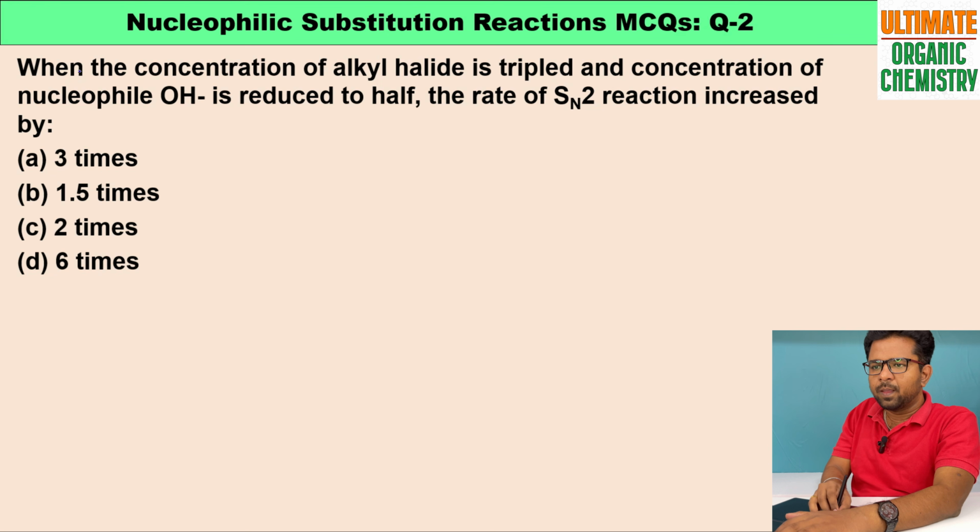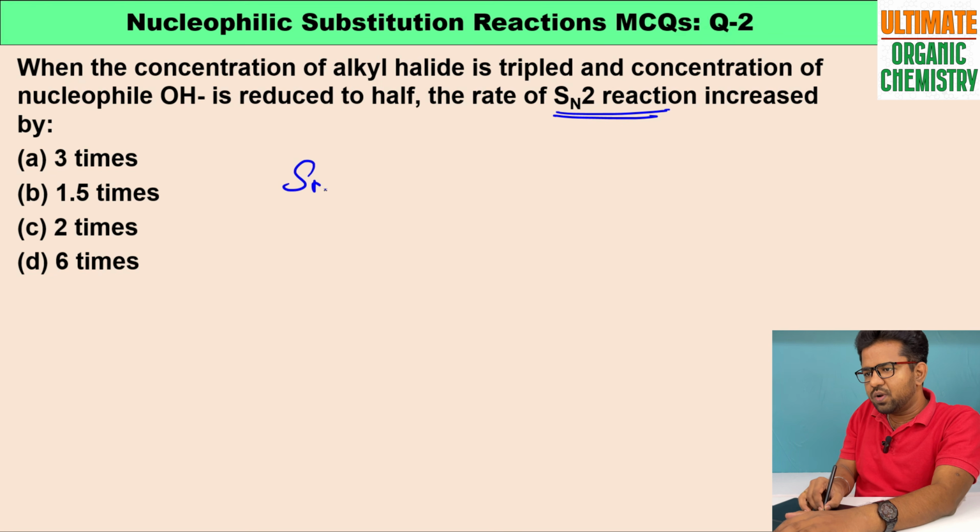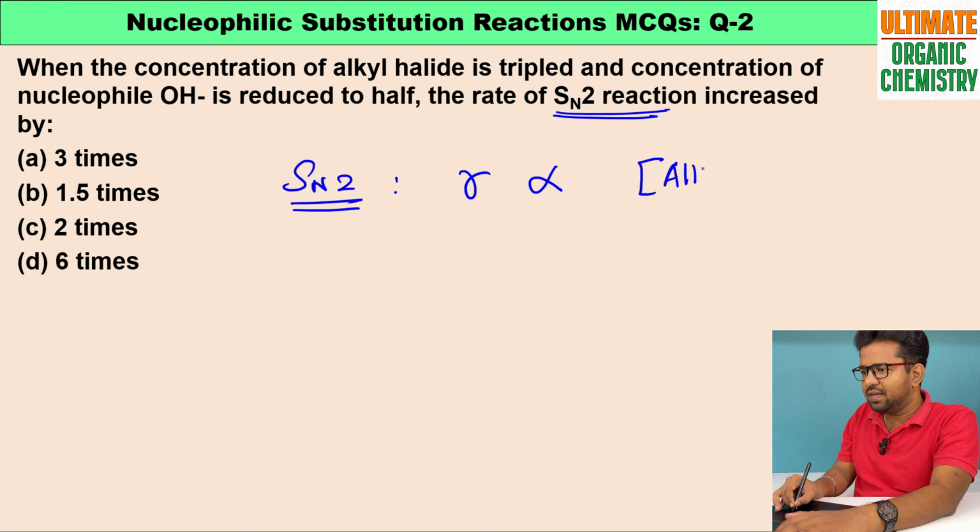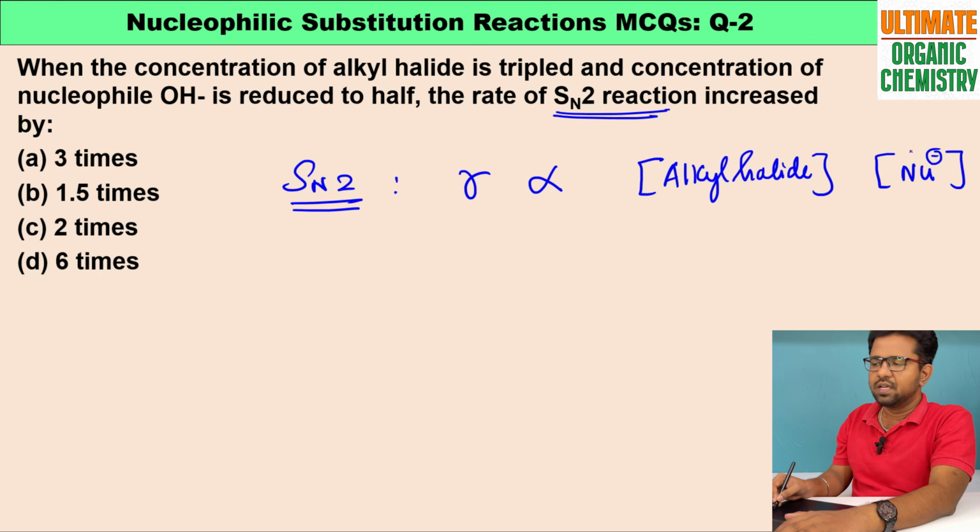Question number 2. When the concentration of alkyl halide is tripled and the concentration of nucleophile OH minus is reduced to half, the rate of SN2 reaction increased by, they are asking. So the reaction that they have given is an SN2 reaction. Immediately you need to look at the SN2 reaction rate law. In SN2 reaction, rate is directly proportional to the concentration of alkyl halide and the concentration of nucleophile. So that is what we have already discussed. Here, they have clearly given that OH minus is the nucleophile in this case.